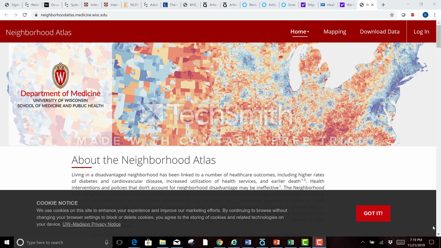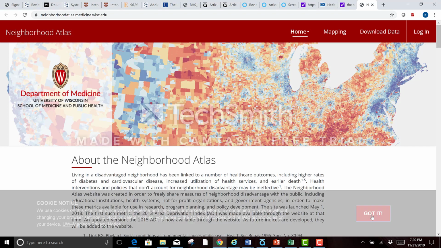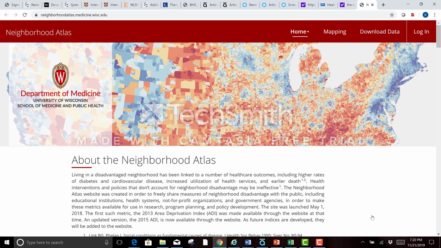Social determinants of health is a topic that's been around for quite a long time, but the emerging integration of social determinants of health into overall grant funding and clinical care has really emerged. Recently, this Neighborhood Atlas from the Department of Medicine at the University of Wisconsin School of Medicine and Public Health has been established as a reference for a number of different categories of researchers, epidemiologists, clinicians, physicians, social workers.